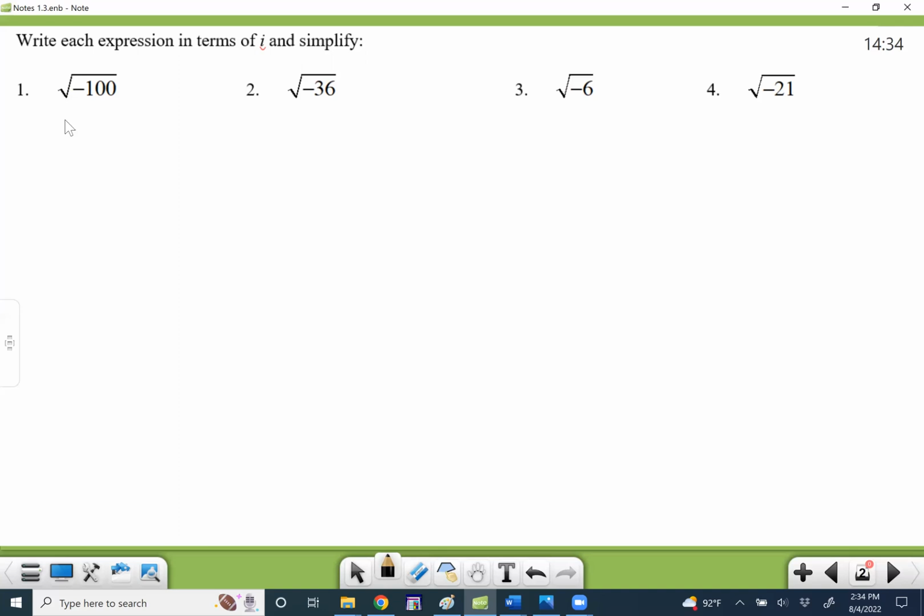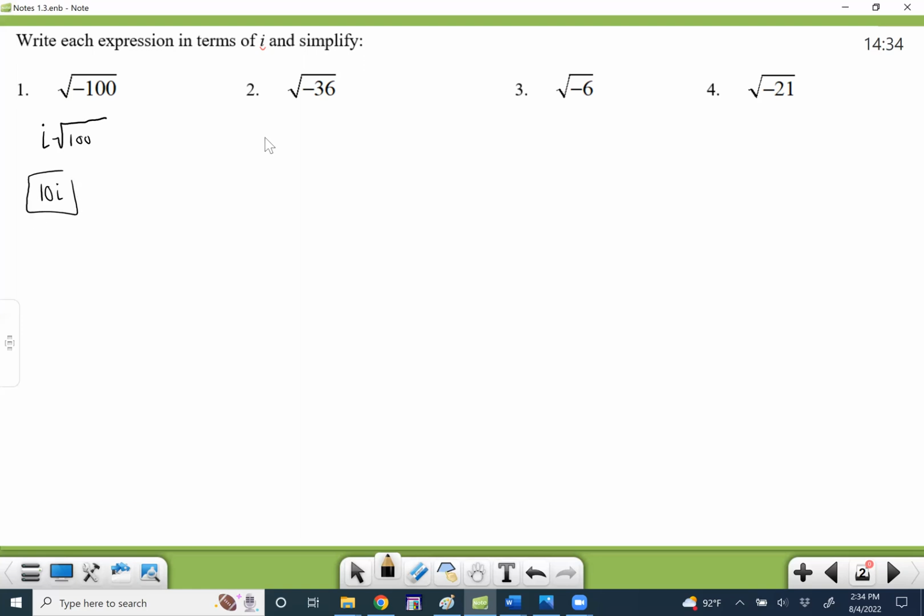So we're going to do exactly what we just did, right? We're going to pull an i outside of the radical, and we are going to make that instead of a -100, +100. And then do whatever math you can. So we actually can square root 100. 10 times 10 is 100. So this will become 10i for our final answer on that.